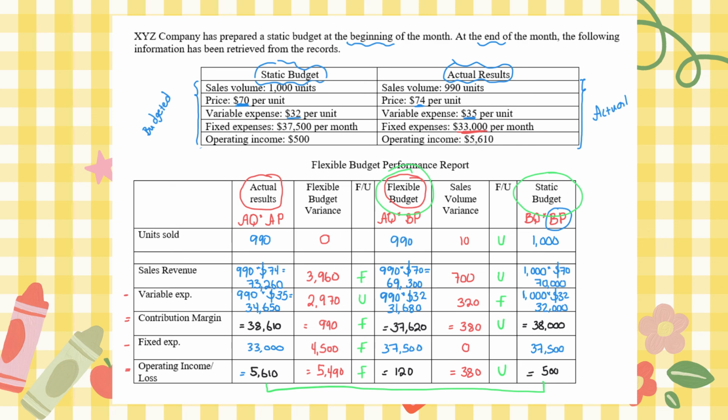Now if he asks you about the static variance, it's gonna be the difference between these two. So I expected to get 500, I got 5,610. So it's going to be a favorable variance, and the difference will be what? 5,110.